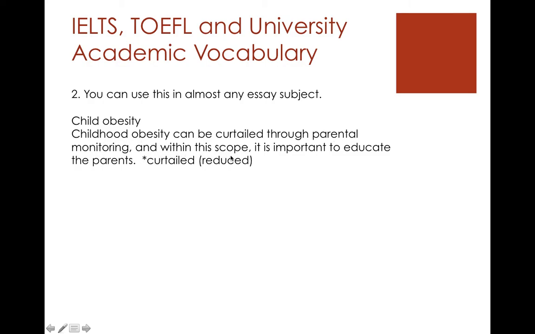And within this scope, so here we have comma and, which means this is a compound sentence. We have a subject verb object here and a subject verb object here. And this is the introductory element to this subject verb object. So we're saying within this scope, parental monitoring is the scope. That's what we're focusing on. Scope means like focus. It is important to educate the parents.